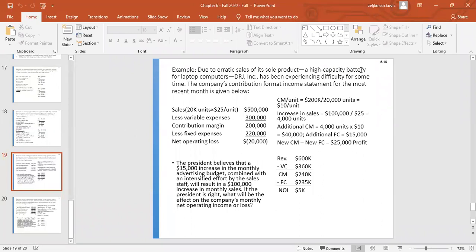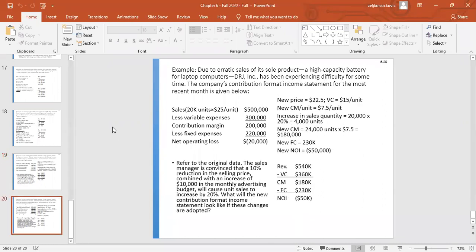Erratic sales of high capacity battery laptops, experiencing difficulty for some time. The president believed a 15,000 increase in the monthly advertising budget would help. What will be the effect? Okay, so this is no different than the basic example before, which we covered. So you will go through this on your own too.